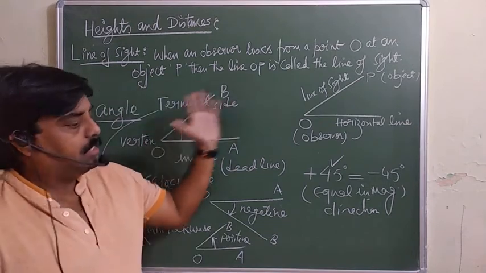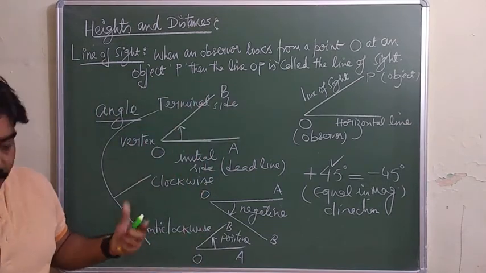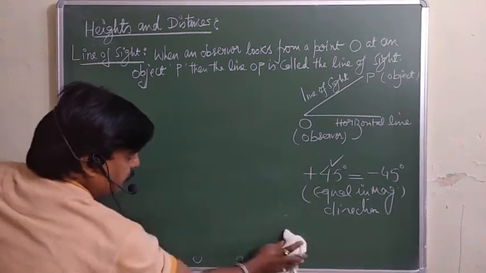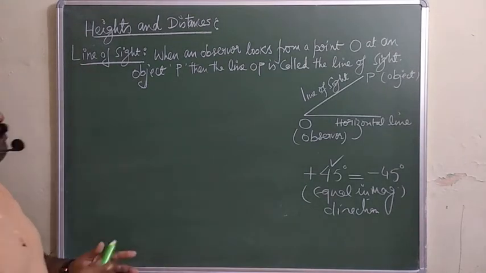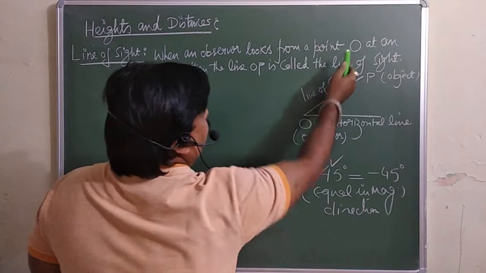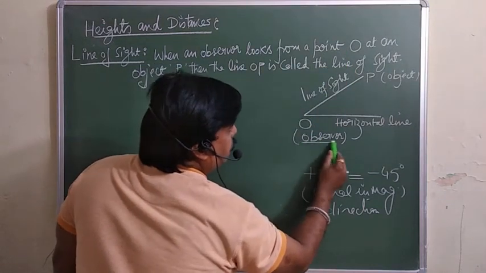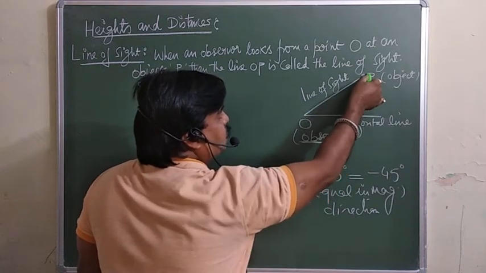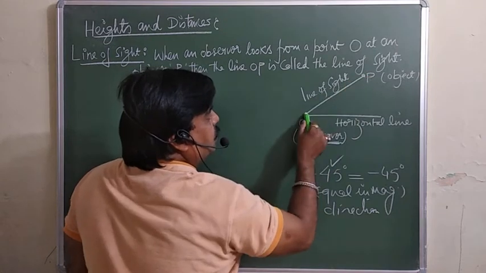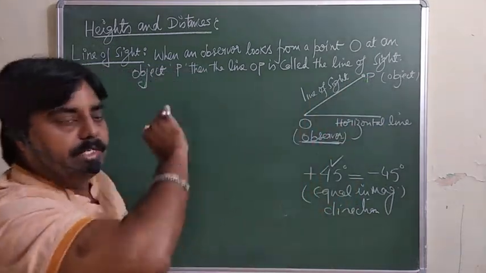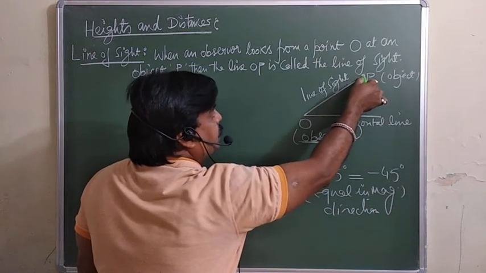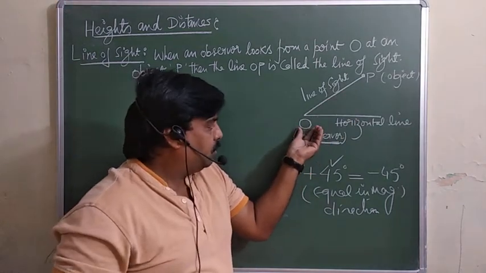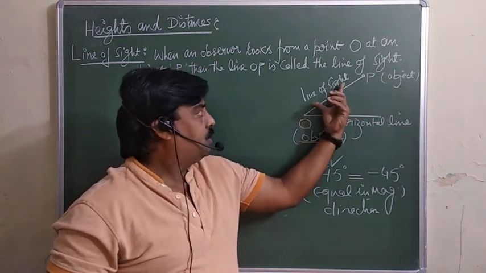But here we will discuss the different types of angles. This you already know. We will discuss the angle of elevation and angle of depression. But before that, first of all, line of sight क्या होता है? देखिए, when an observer looks from a point O, here one person is standing. Observer है. वो observer किसी object को यहाँ देख रहा है. This line is the horizontal line, that is the initial side you can say. This line is known as the line of sight. It means the observer is observing an object, and this is the line of sight.